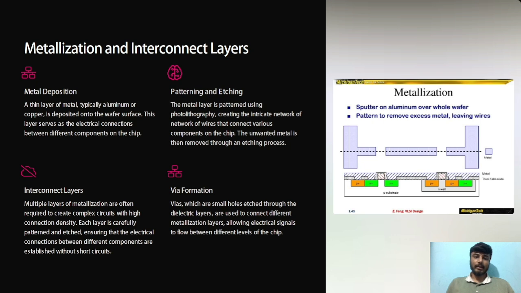Metallization and interconnect layers. Metal deposition. A thin layer of metal, typically aluminum or copper, is deposited on the wafer surface. This layer serves as an electrical connection between different components of the chip. Via formation. Vias, which are small holes etched through the dielectric layers, are used to connect different metallization layers, allowing the electrical signals to flow between different levels of the chip.